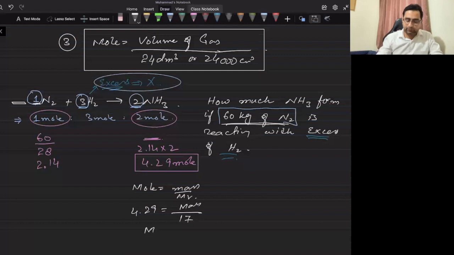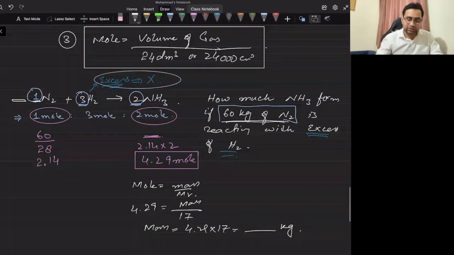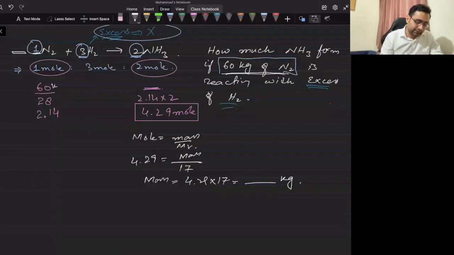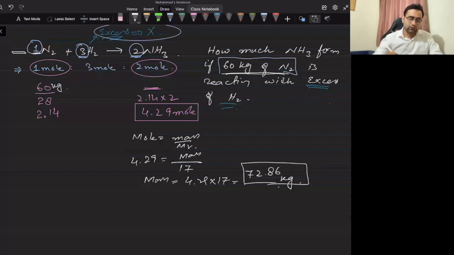So simply you will multiply 4.29 into 17. So this is in kgs. Keep in mind, I'm dealing with the kg. I haven't converted this kg into gram. So that's why your answer will be in kgs. So 72.86 kg of ammonia will form when 60 kg of nitrogen is reacting with hydrogen to form ammonia.